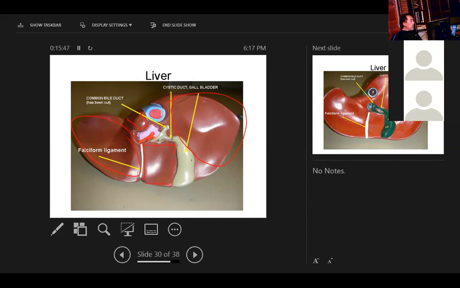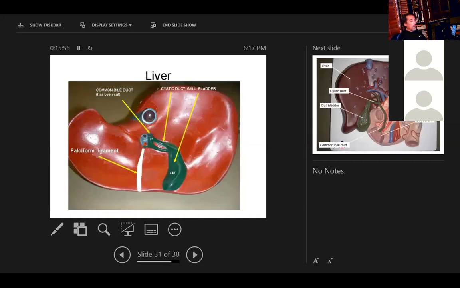So orient yourself first. Are you looking at the front or the back? The gallbladder is visible, so I'm looking at the back of the liver. Now again, I'm looking at the back of the liver, okay? This is going to be the falciform ligament, left lobe, right lobe, quadrate lobe, and your caudate lobe, okay?